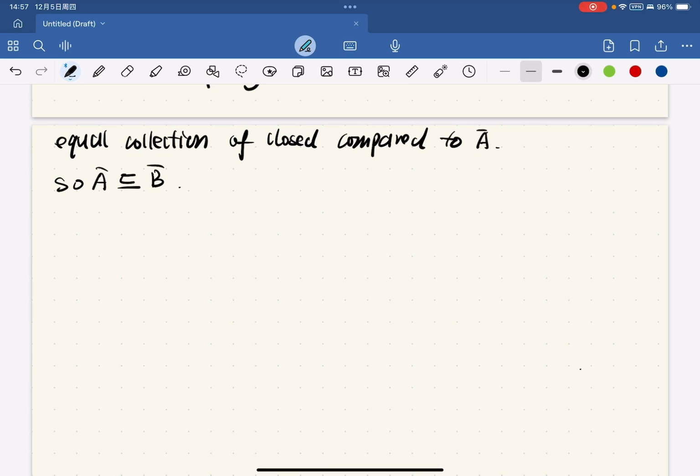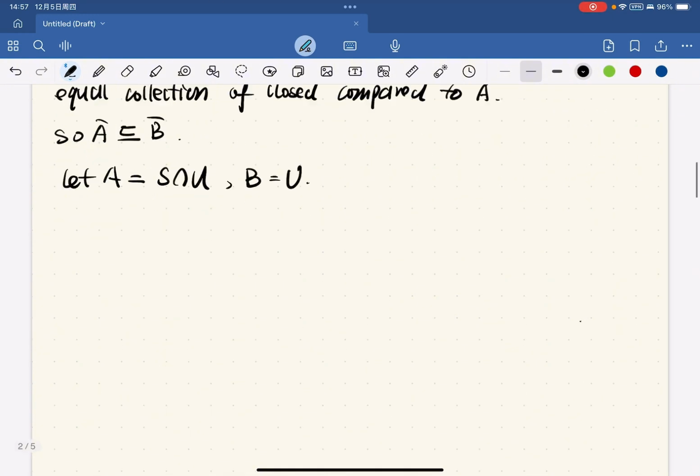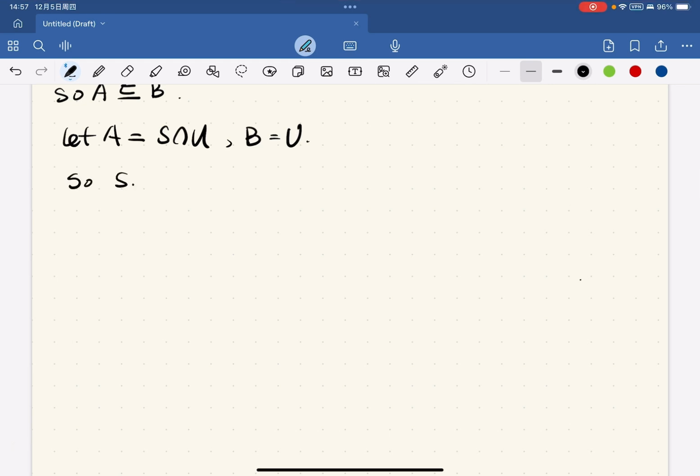So, the closure of A is contained in the closure of B. Now, if we let A be the intersection of S and U, and B be U, we have that the closure of the intersection of S and U is contained within the closure of U.